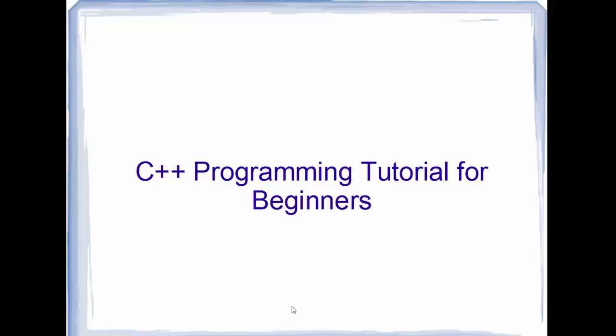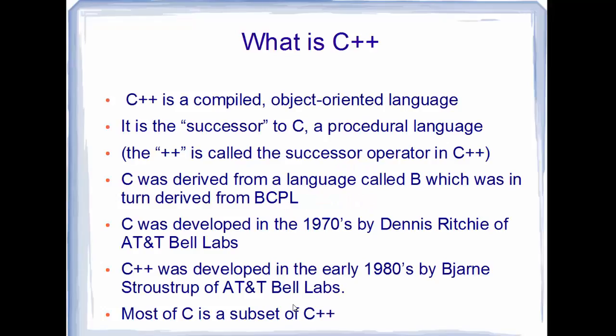Now, the first question you may ask yourself is, what is C++? C++ is a compiled, object-oriented programming language. What is meant by a compiled language? Compiled means that when you write your C++ program, you need to convert it into an executable file, and that's what the compiler will do.